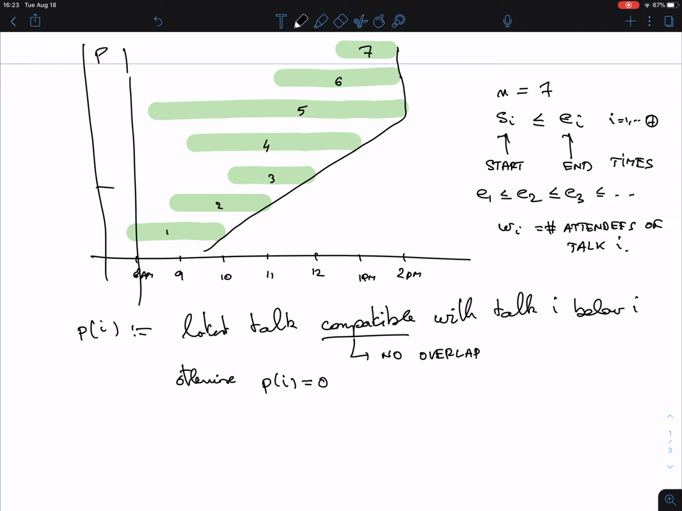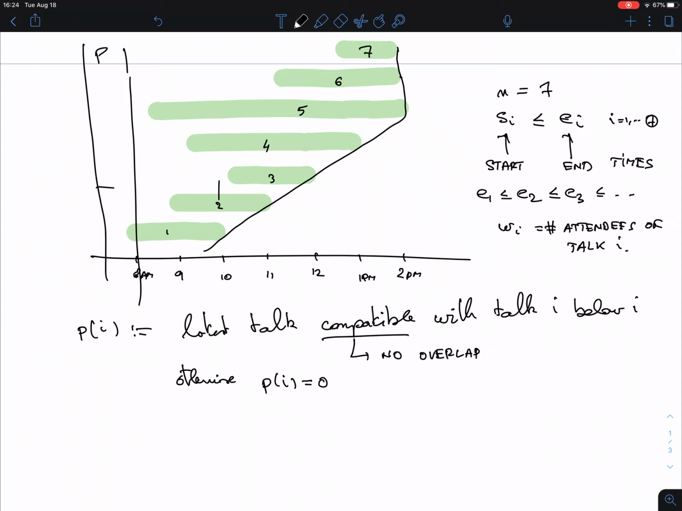So you see talk 3, what is talk 3 compatible with? It's compatible with 1 because it starts at 10 a.m. when one ends. Okay, so we agree that compatible will mean that exactly one talk ends, the other starts. Of course, technically that's not really possible. People have to come in and out, but we'll say every talk always stops a minute before, and that gives time for people to move in or out.